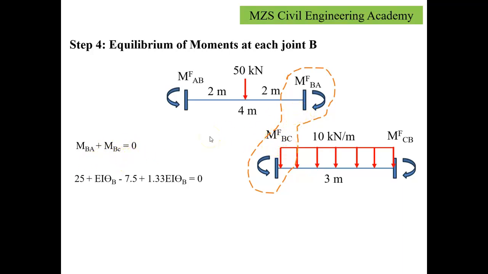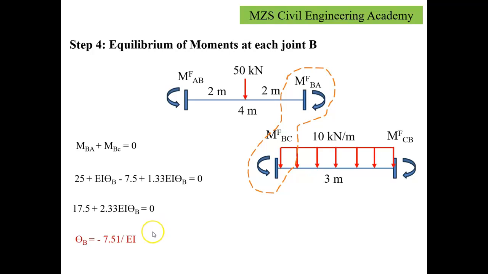So if we further solve this by substituting the relationships which we have from earlier, 25 plus EI theta B minus 7.5 plus 1.33 EI theta B, meaning equation 2 and equation 3 have been added to get the answer for this particular equilibrium equation. So from this we get the unknown theta B as minus 7.51 upon EI.